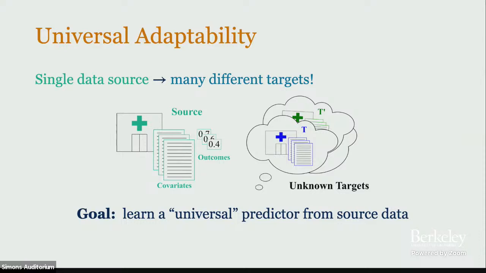The classic way to handle this is through a technique called propensity reweighting, where you say, look, I have my source data, and I know something about what my target looks like. I'm going to reweight my source data to look more like my target data and run estimation in this reweighted population. What if we don't know the targets up front? What if we want to handle a bunch of different targets? Is there some way that we could learn a universal format for a predictor or an estimator that would give us valid estimates in these downstream target populations?